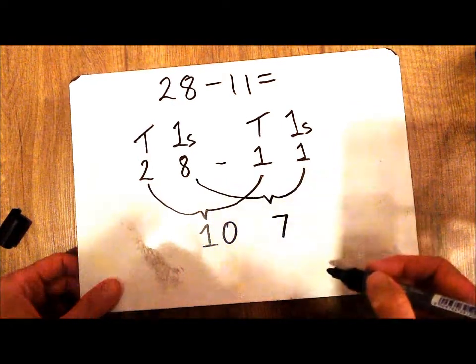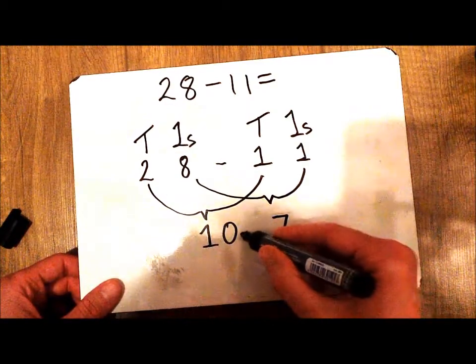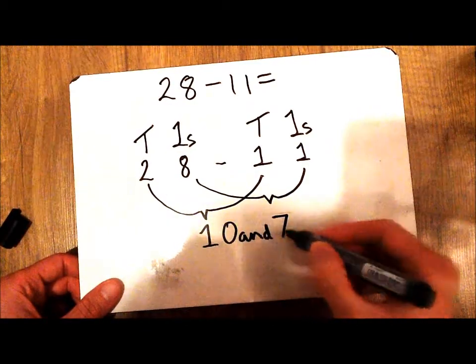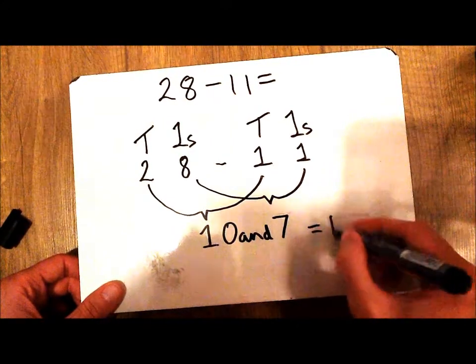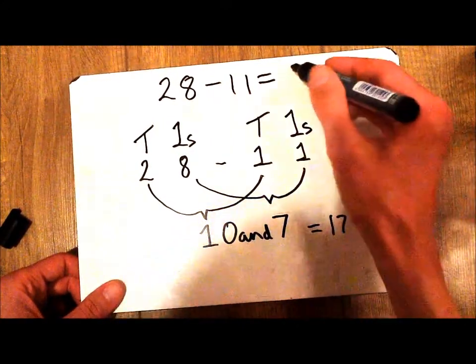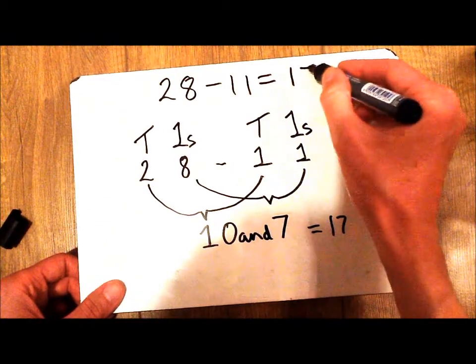7 ones. I've now got 1 ten and 7 ones, which gives me a total of 17. So 28 take away 11 is 17.